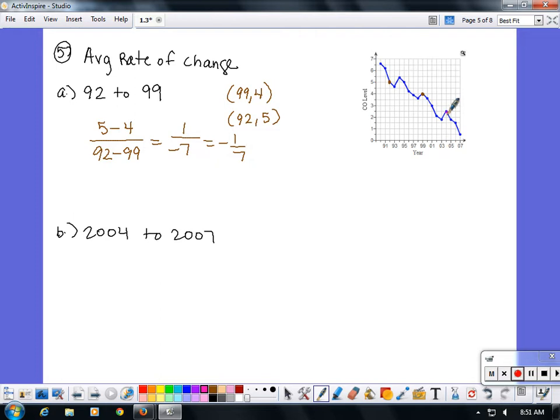From 04 to 07. So here's 04, which is at 2.5. So it's going to be 4 and 2.5. If you want to use the full 2000, it's the same. Here's 07. It's going to be 7 and 0.5. So y2 minus y1 over x2 minus x1. And we're getting negative 2 over 3.